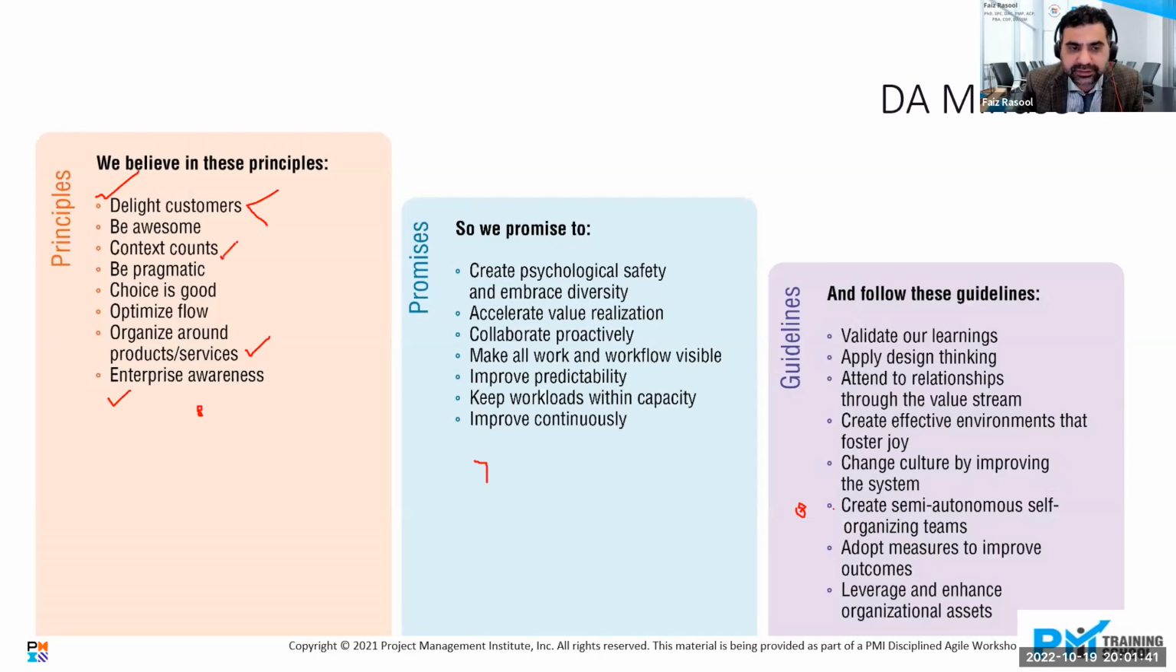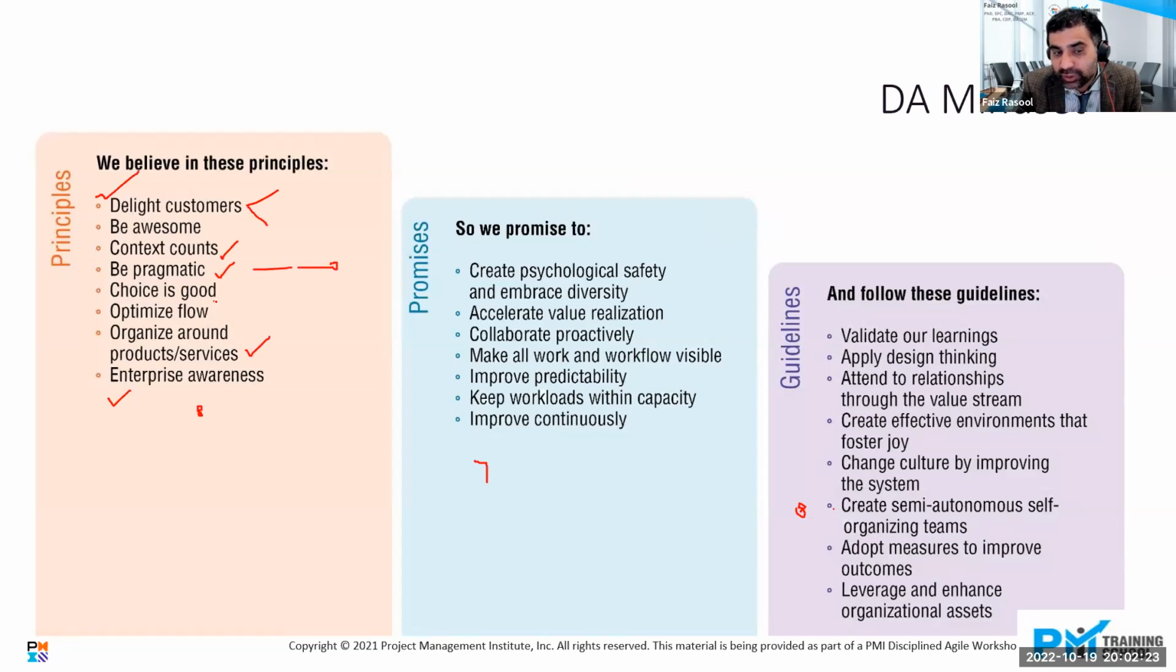The next principle is context counts. It talks about how each team, each individual, each organization is unique. So we should be thinking and choosing the way of working that fits our need instead of choosing an off-the-shelf solution. Be pragmatic in your decisions, in your activities. You really need not be a pure agilist. A pure agilist really cannot do anything. It's all about pragmatism. So do whatever is right for you.